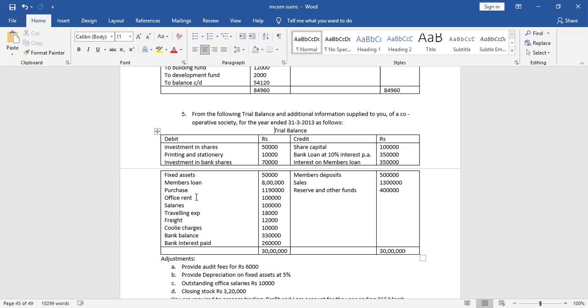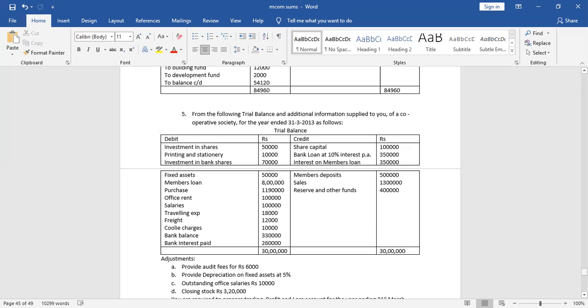What else we have? Then we have the credit side, share capital, bank loan. There is a bank loan में हम secured loan में लिख सकते हैं. Interest on members loan, this is interest received. So it will come in the P&L account. Member deposit is there. That will come in the deposits. In the liability side, we have the column for deposits. Then we have sales. Sales will come in the trading account. Then we have reserve and other fund. So reserve and other fund will come in the reserve fund.